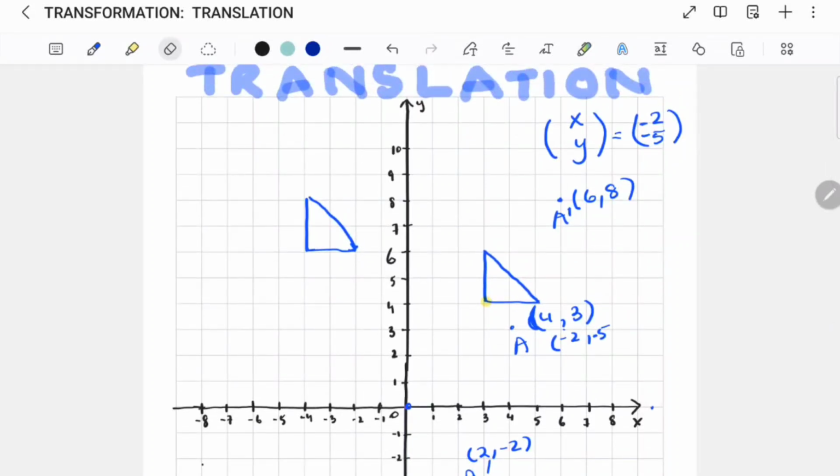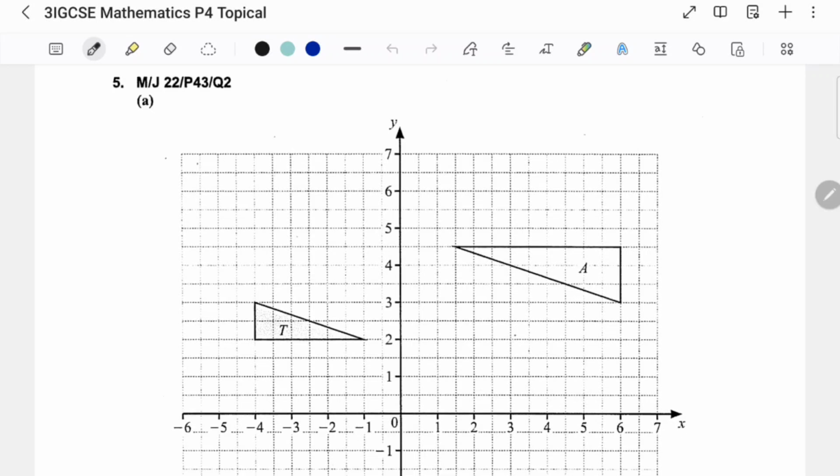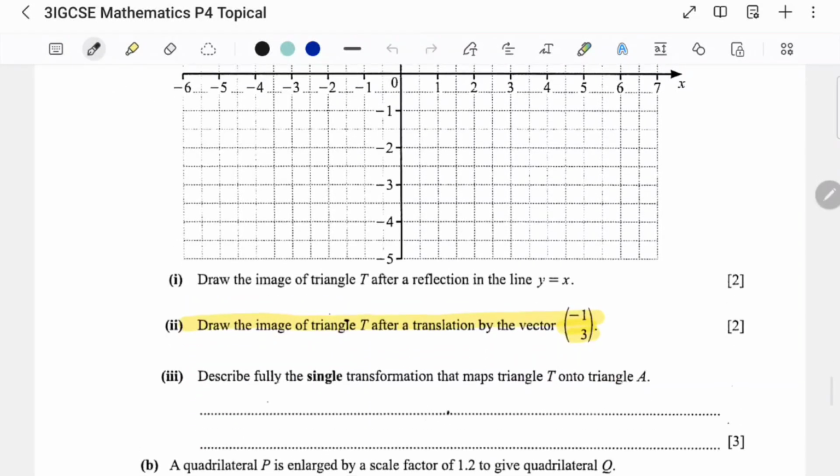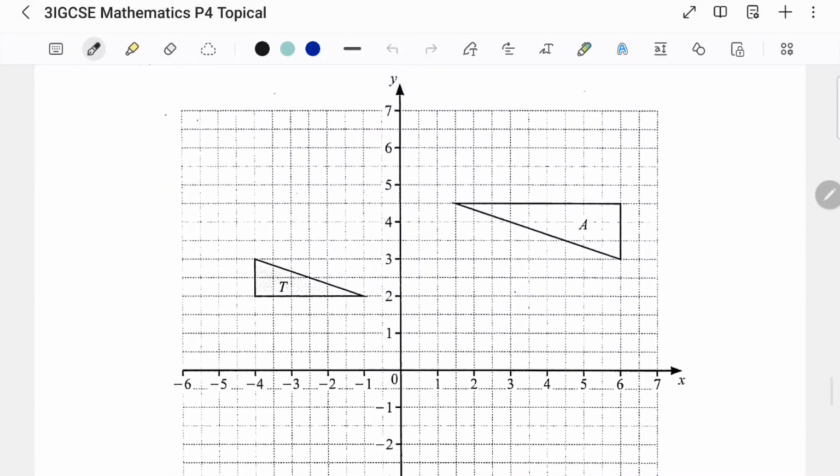In this we'll draw, and in a few questions we'll describe also. So let's begin. Let's do this question. May June 2022 paper 4-3, question number 2. In this question you can draw the image of the triangle T after the translation -1, 3, and it's a 2 marks question.